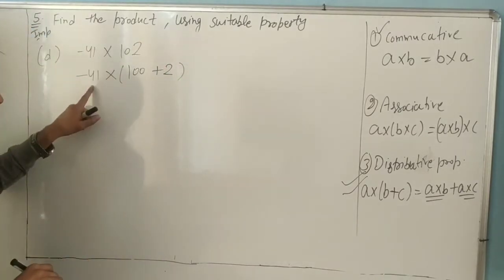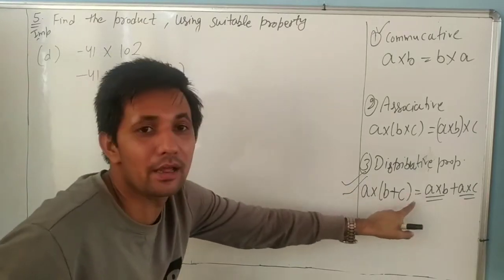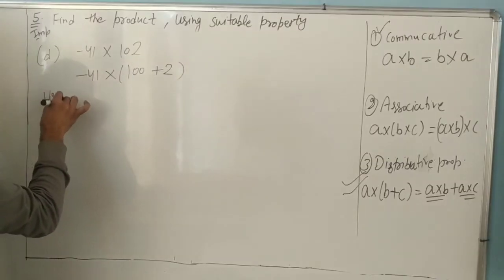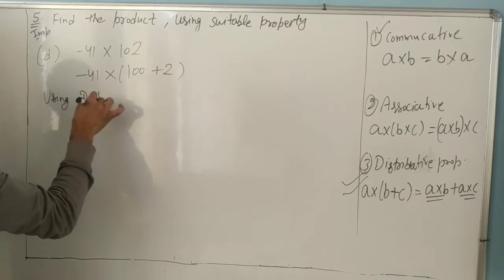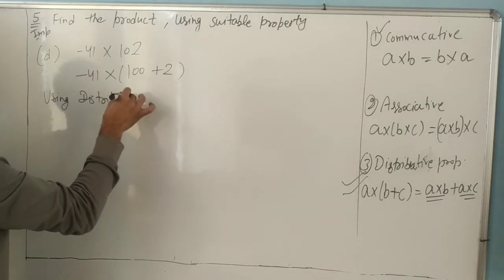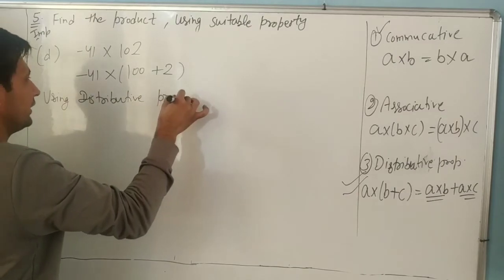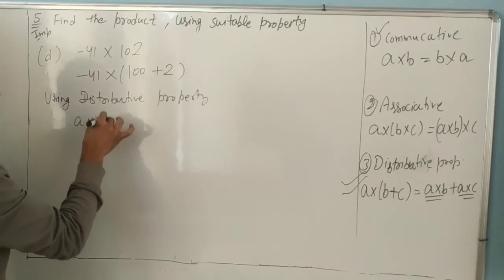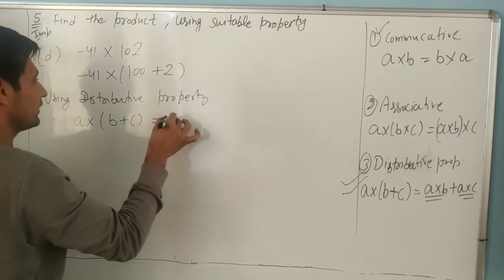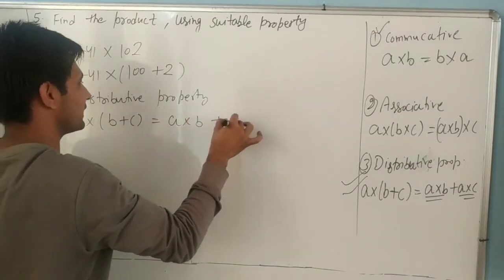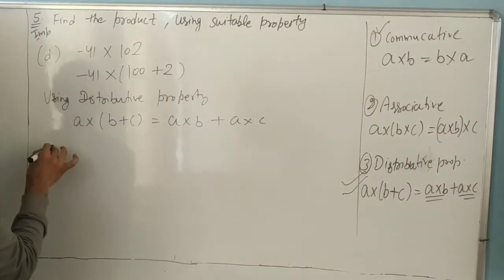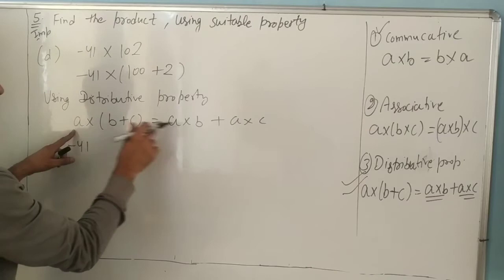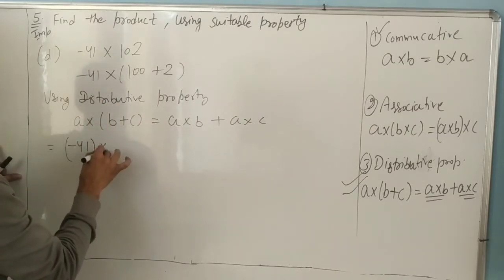Now which property? A into B plus C. So you will write using the distributive property. Understand here? So A into B plus C is A into B plus A into C. So you can write now, dear, minus 41 into 100.